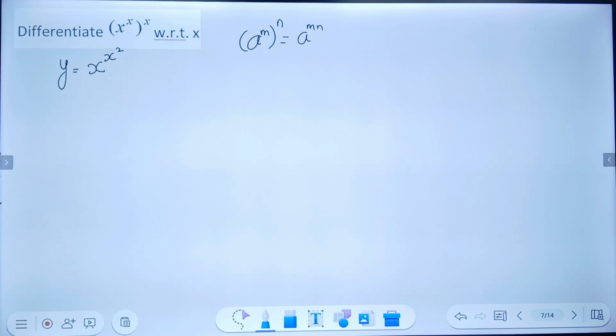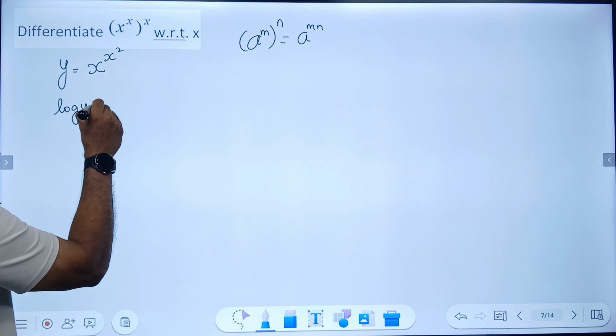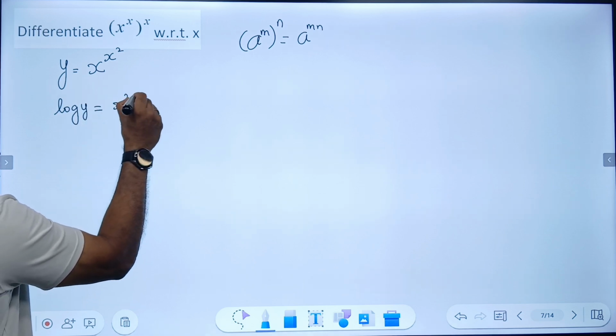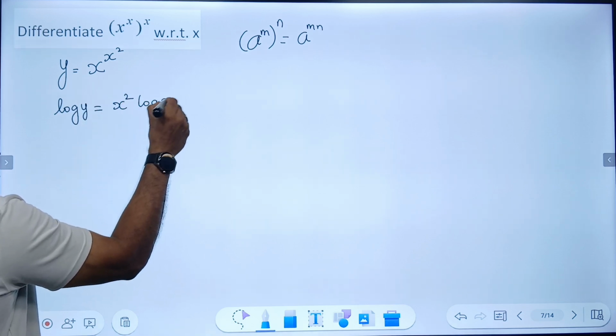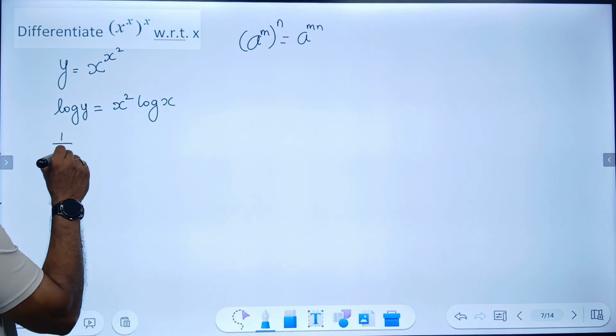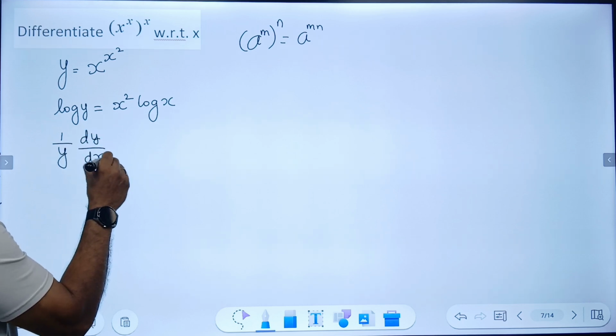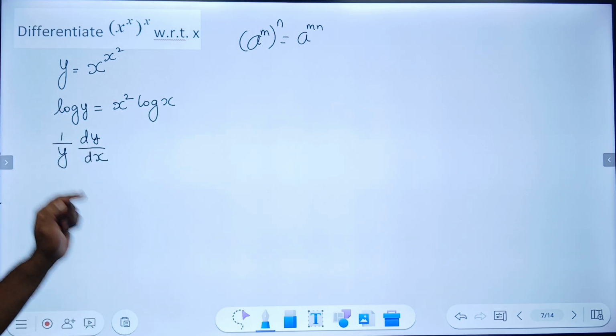Now you can see it is variable raised to the power of variable. Take log on both sides. So when you take log on both sides, what happens? I get log y equal to x square log x. How did I get x square? This is the n log a. Okay. Now I'm going to differentiate. What is differentiation of log y? Differentiation of log y will be 1 by y into dy by dx. Don't forget the chain rule. First I differentiate log, then I differentiate y.